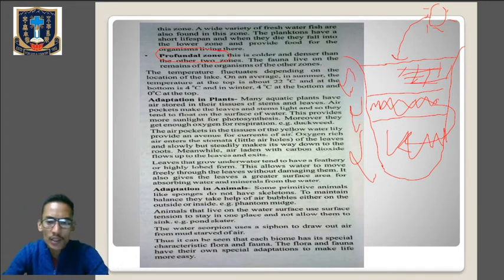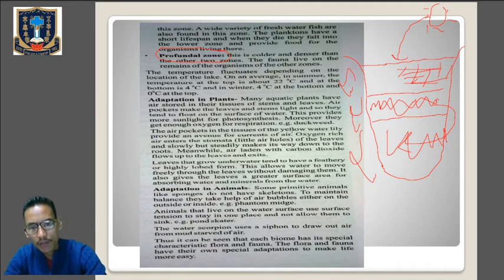And in animals, we will find a few examples like sponges, which don't have skeletons. So to maintain the balance, they take help of air bubbles either on the outside or inside. Example, phantom midge. Animals that live on the water surface use surface tension to stay in one place and not sink. Example, pond skater. And the water scorpion uses a siphon to draw out air from the muddy strata. Thus, it can be seen that each biome has its special characteristics, flora and fauna.